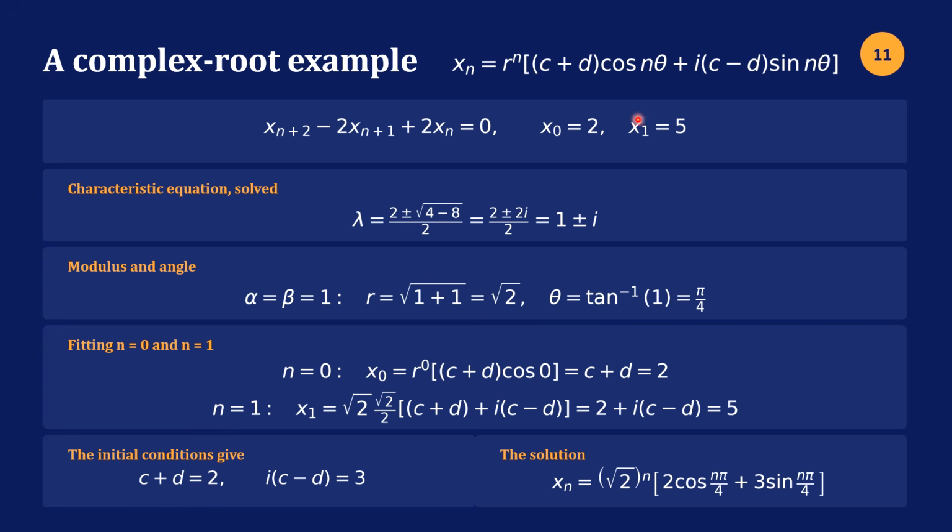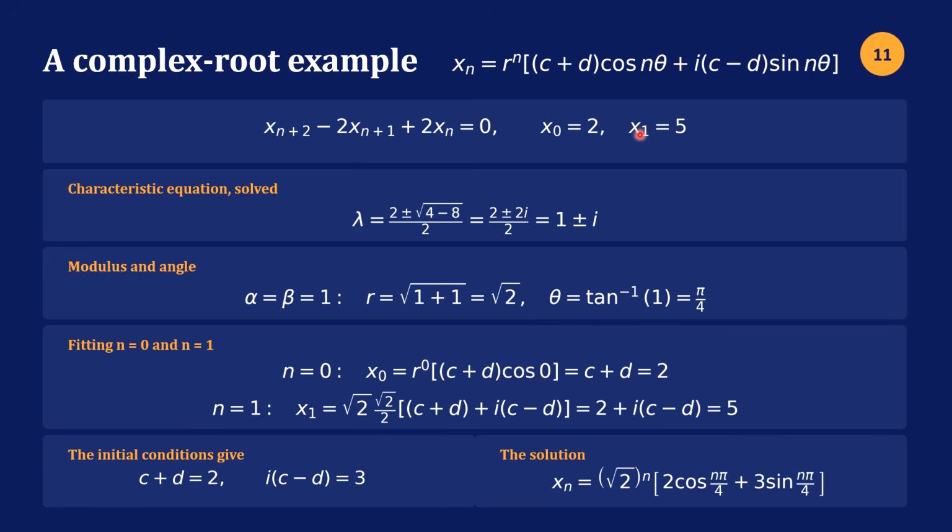Then we use our initial conditions here. We put in n equals 0. We get r to the 0, which is 1. Sine of 0 is 0. The cosine of 0 is 1. So you just get c plus d equals x sub 0, which is 2. Then you plug this into the equation again.